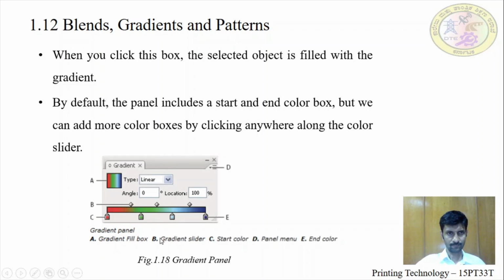See the figure, carefully observe it. By default you have only the starting and the ending color, and in between is the gradient slider, which we can call the gradient fill box. There are two types, linear and radial gradient. You can change the angle, location, and how much percentage you require.